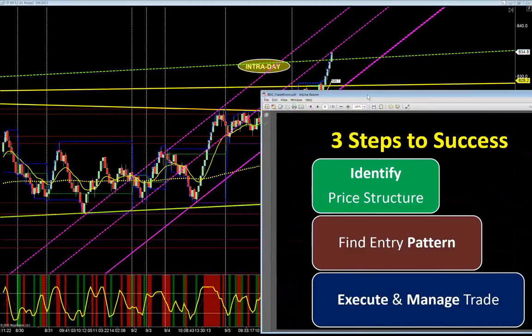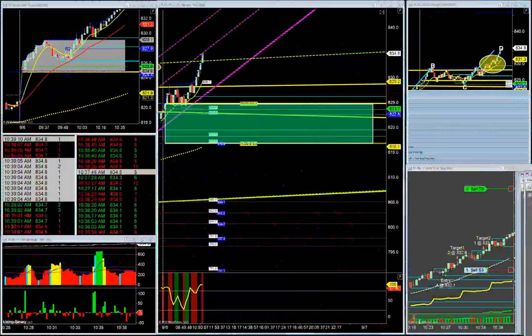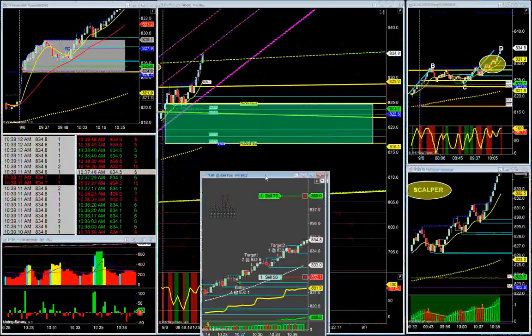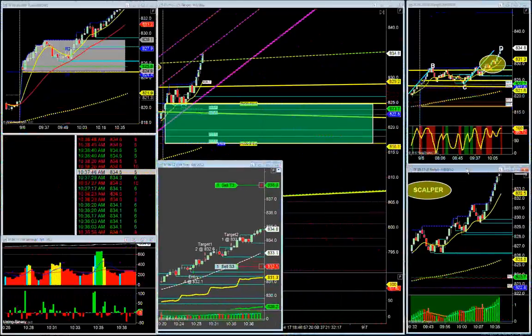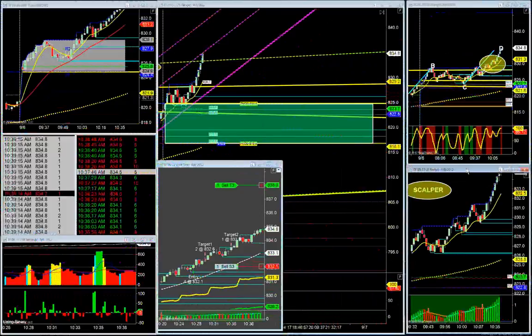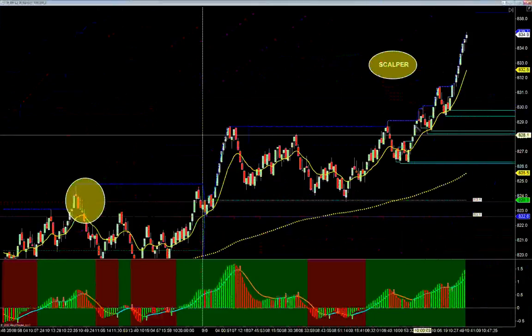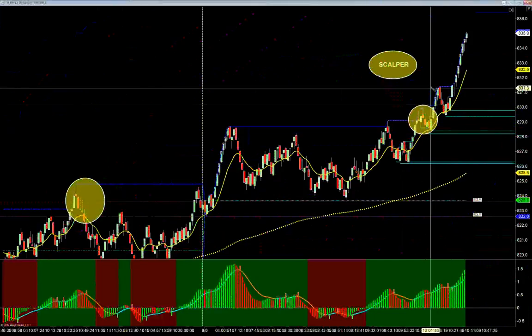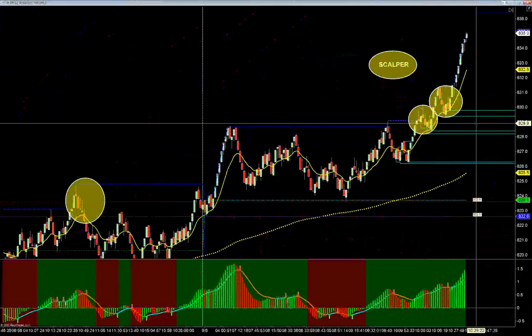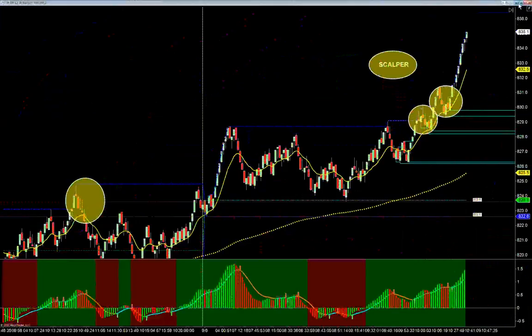Step one, find the structure. What was the structure? Outside day. What was the structure? Bull channel. Find the entry pattern. Where did we find the entry pattern? Let's go find it. The entry pattern showed up on two different time frames. The first one it showed up on was the 8 range. If you want to be a scalper with me, you'll use the 8 range. Wave 1, wave 2. Both of those were easy positions to get into.